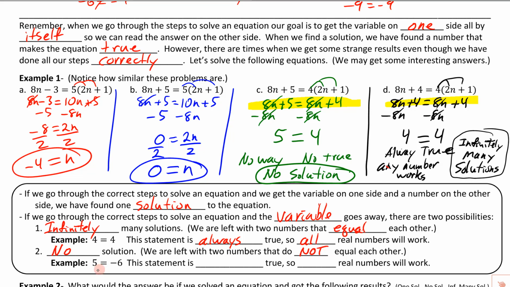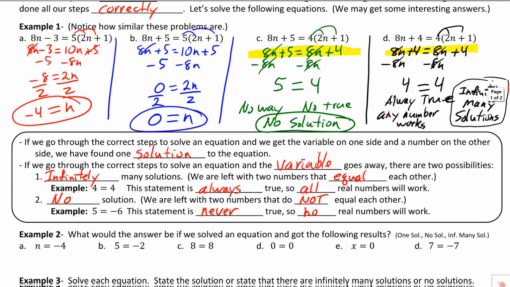So I've got another example right here. If we end up solving an equation and there's no variable in it and it says 5 equals 6 or 0 equals 2 or anything weird like that, there's no solution. This statement is never true. Okay, that's never true, so no real numbers will work. There's not a single one that you could think of that would make that equation true. Okay? So that's what we're looking for.